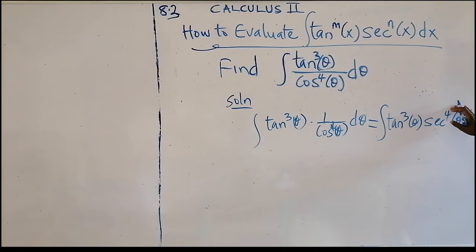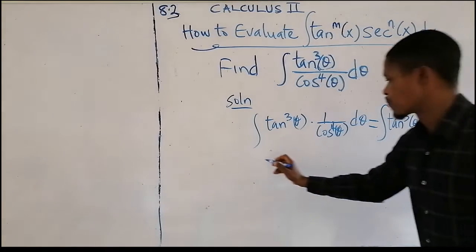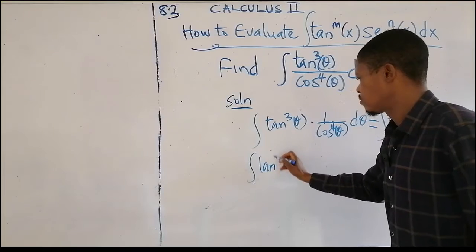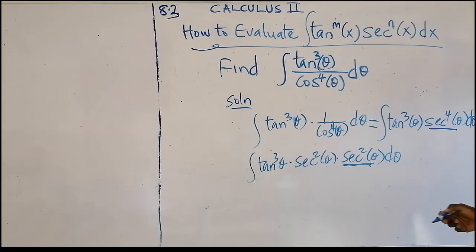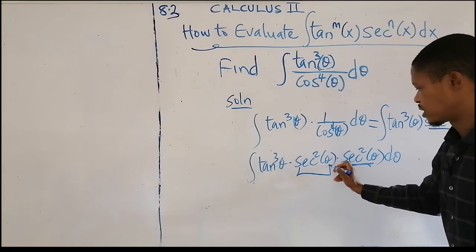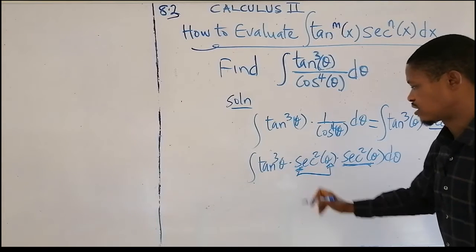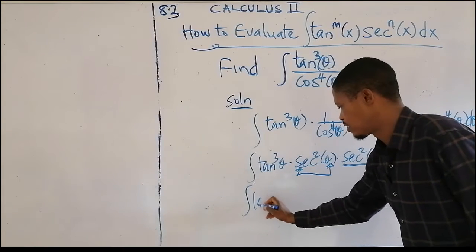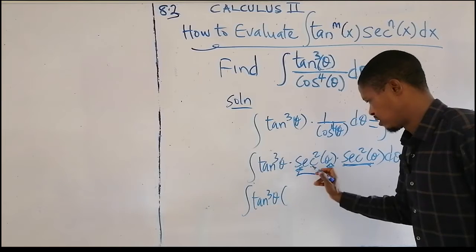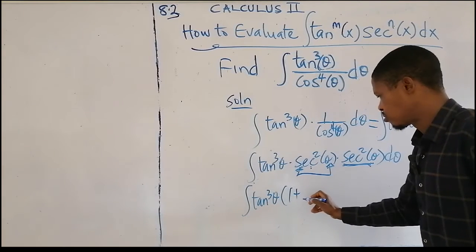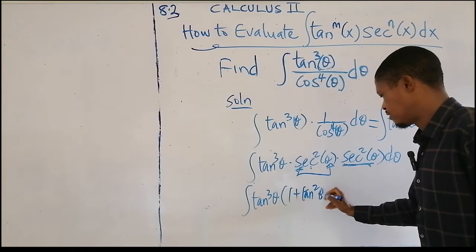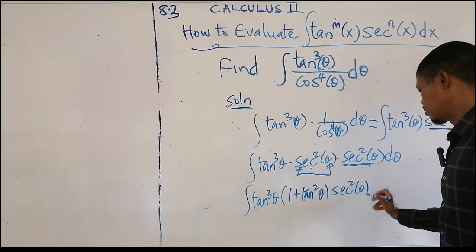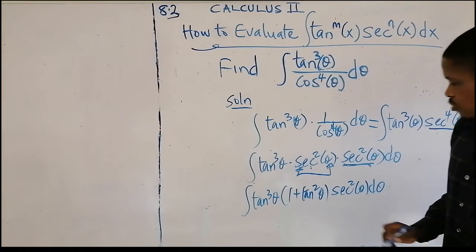If you check this one now, the power of sec is an even number. So that will call for case 1, whereby we are going to split this one into 2 parts, and save one of them. Then here you can use the identity for this one. So this is equal to 1 plus tan squared theta, sec squared theta, d theta. So that's what we have.